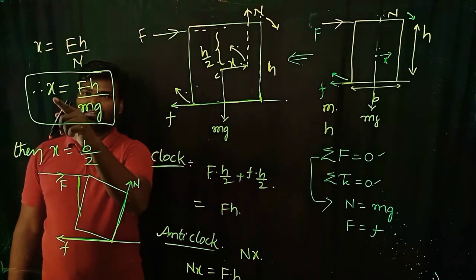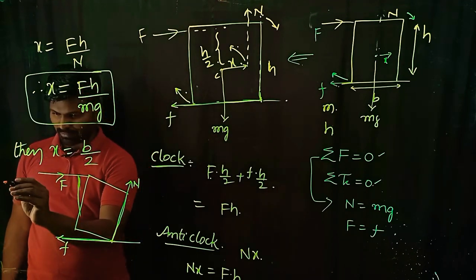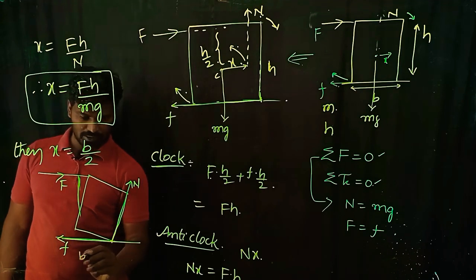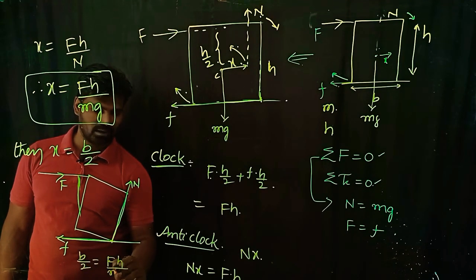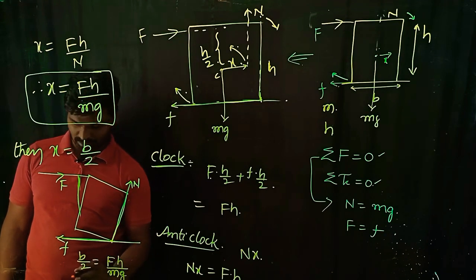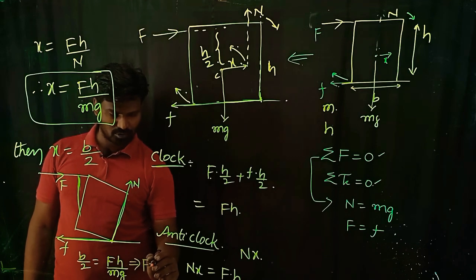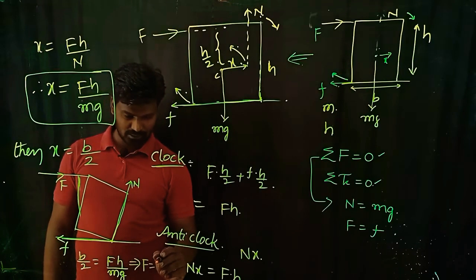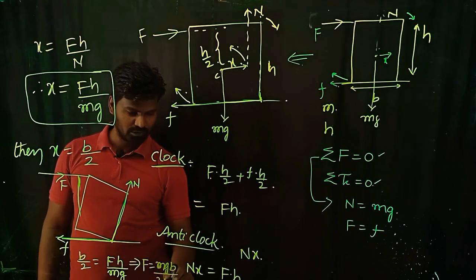So in that context, the value of x will be how much? b by 2. Therefore, through this, what can you write? b divided by 2 is equal to F into h divided by mg. Here I would like to make one observation. Therefore, the force needed to topple the object is given by mg into b divided by 2h.